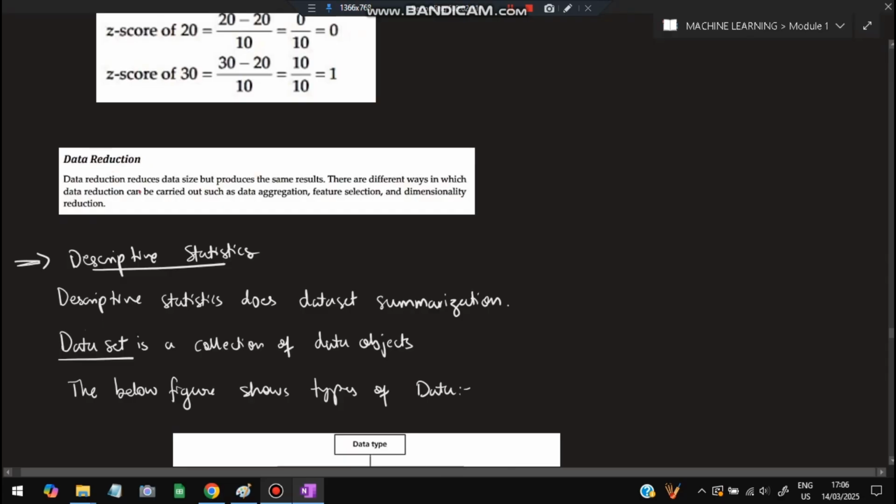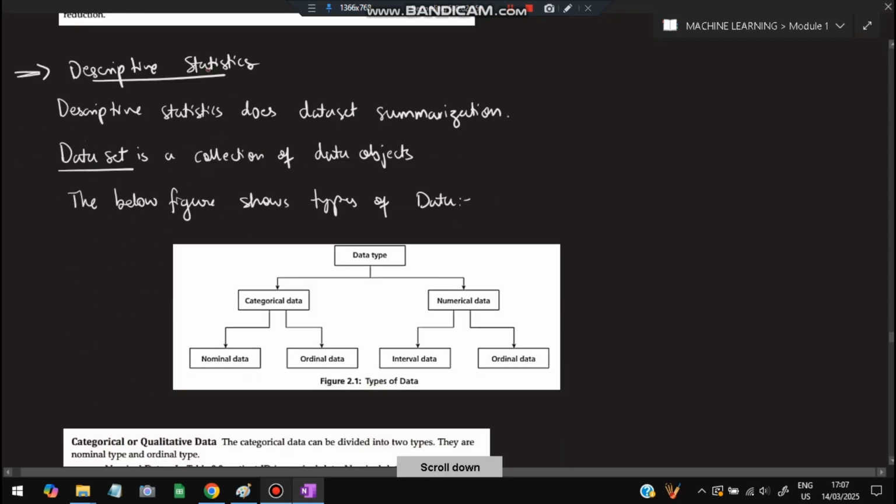Next is data reduction: reducing the data so that the storage is less but the result is the same. That is called data reduction. A few methods can be used: data aggregation, feature selection, dimensionality reduction. The next topic is descriptive statistics. Descriptive statistics does the summarization of the data set.